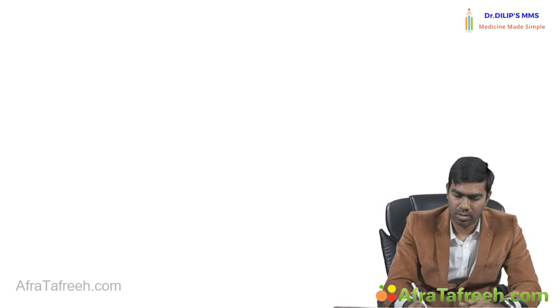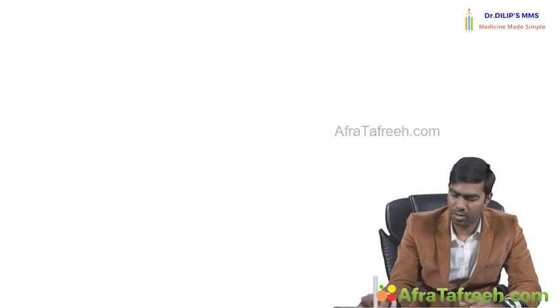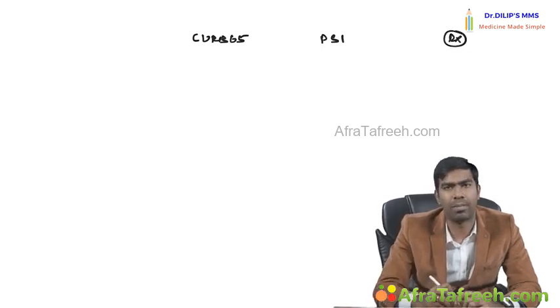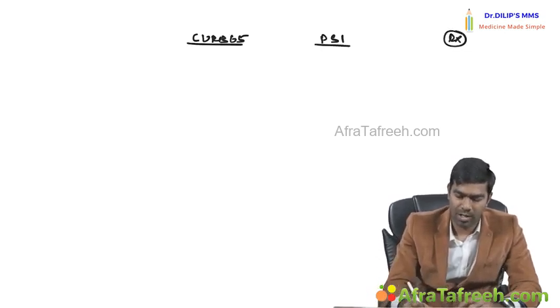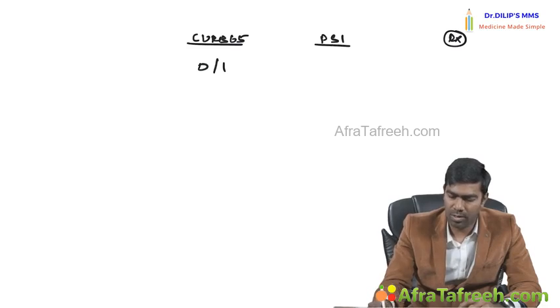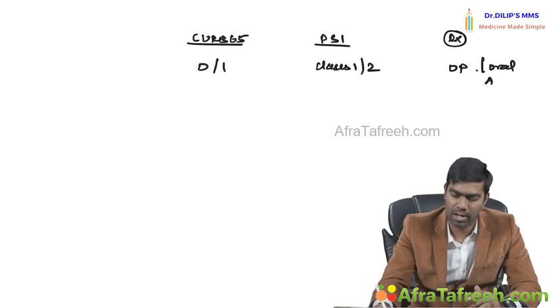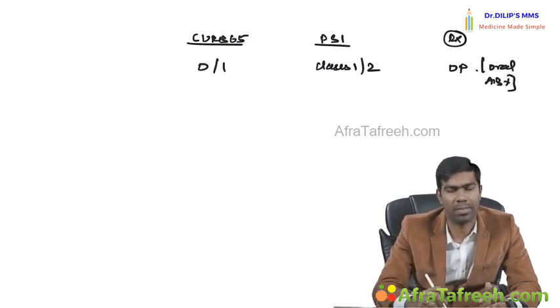So now you have a CURB-65 score, and you have the pneumonia severity index, and what is the proposed treatment plan. If the CURB-65 score is 0 or 1, and the pneumonia severity index is class 1 or class 2, then you can do OP treatment itself. You don't need to do anything. You can just give oral antibiotics and send them. In fact, you can give oral antibiotics and send them empirically.